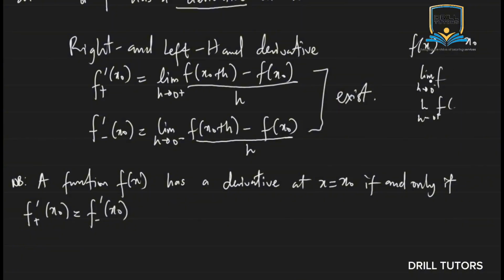Now you want to firstly confirm if these two guys exist. Then after confirming that, you also want to confirm if they are equal. If they are not equal, it means that the function is not differentiable at that point.